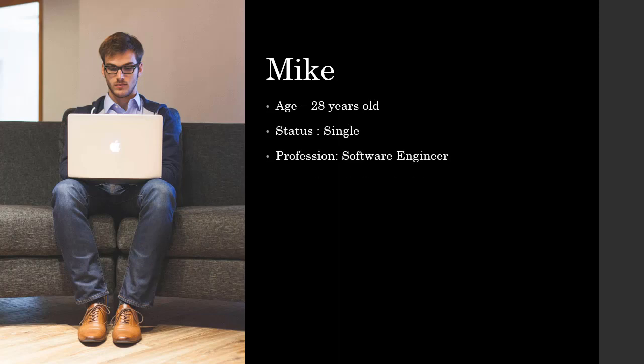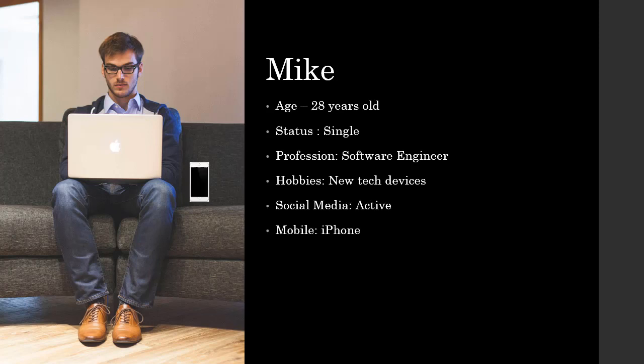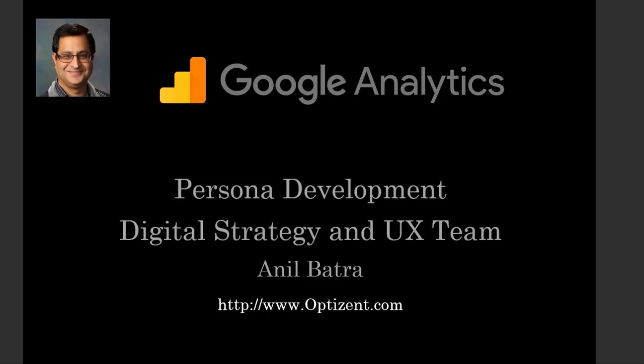Now, using all this information from you and other information that they have on the users, here is a persona they might develop. Here's Mike, age is 28 years old, status single, profession software engineer. Hobbies, new tech devices, active on social media, and uses iPhone. And other details as they fill in from the research they have conducted. But in this process, you have provided some critical information and made yourself very valuable to their digital strategy and UX teams.